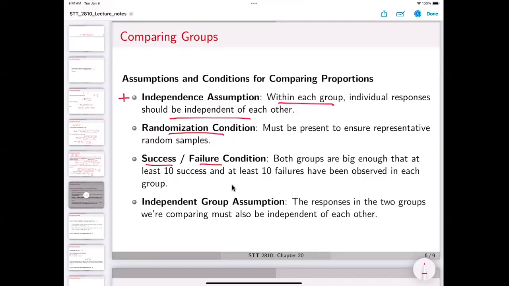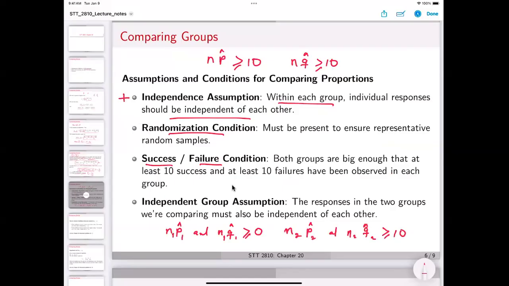And then the success and failure condition. You see, in the one proportion, we needed np or np hat should be greater than 10, and then nq should be greater than 10, at least 10. It is the same thing here, except that here you have to do it for both groups. So you have to ensure that n1p1 and n1q1, both of them are at least 10. You do the same thing for group 2. So this is n2p2 and n2q2, both of them should be at least 10. So that is what the success or failure condition stands for.